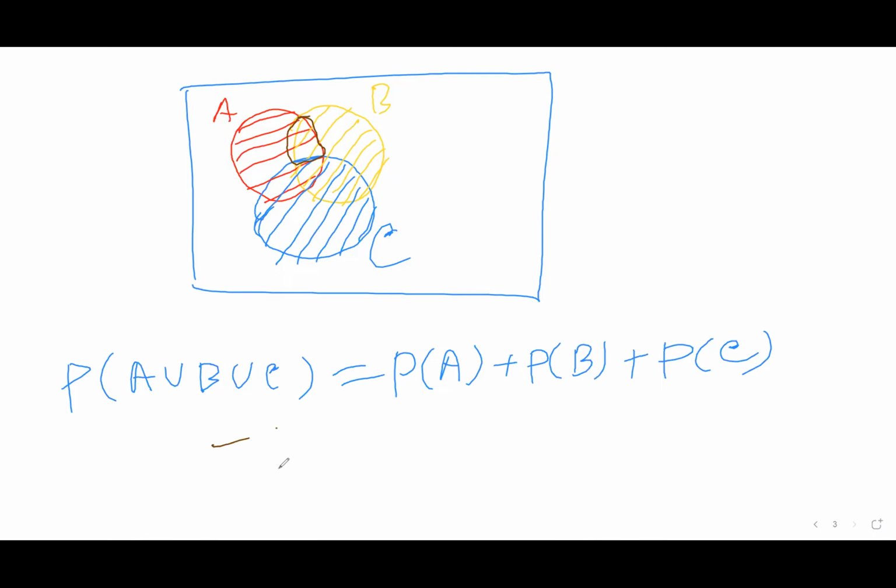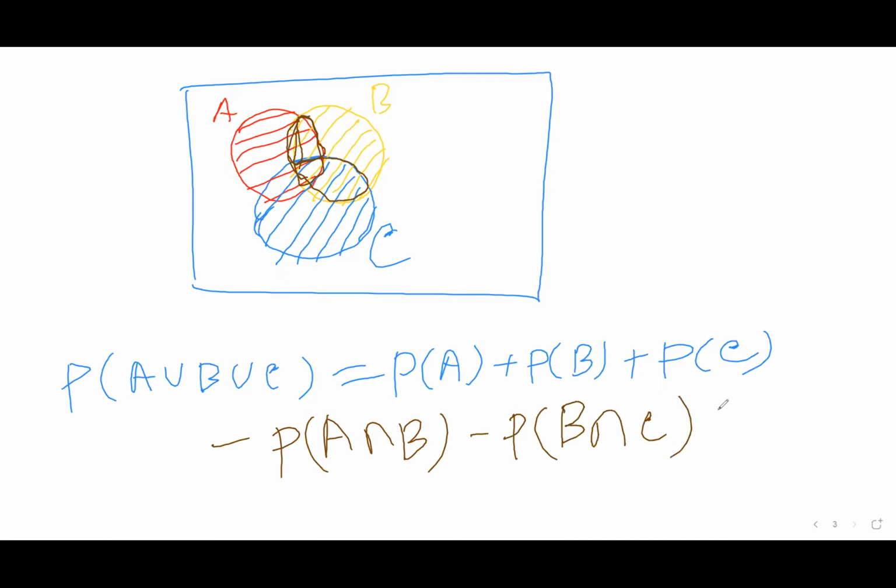So that means minus the probability of, this part is the intersection of A and B, so A intersection B. Similarly, we'll subtract this part because we are adding it twice. This is B intersection C. And minus the probability of A intersection C, because we have added this part twice as well.